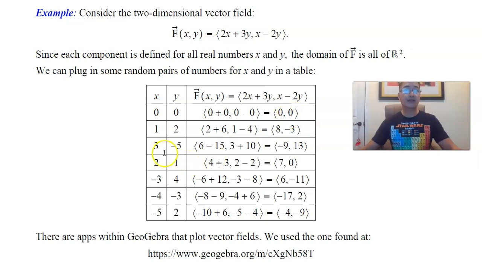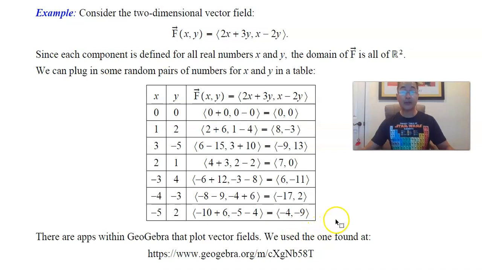If you plug in 0, 0, your output is 0, 0. How about 3, negative 5? We're going to get 6 minus 15, which is negative 9. And for the second component, 3 plus 10 makes 13. And so on. Plug in any 2 numbers that you want, and you'll get a vector for an answer, also represented by 2 numbers.